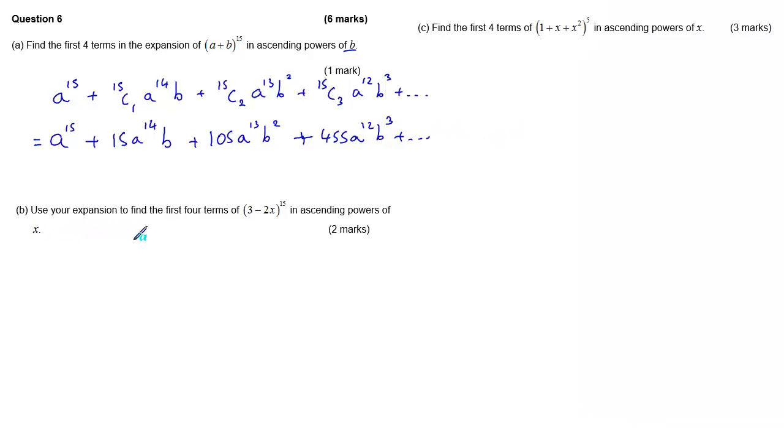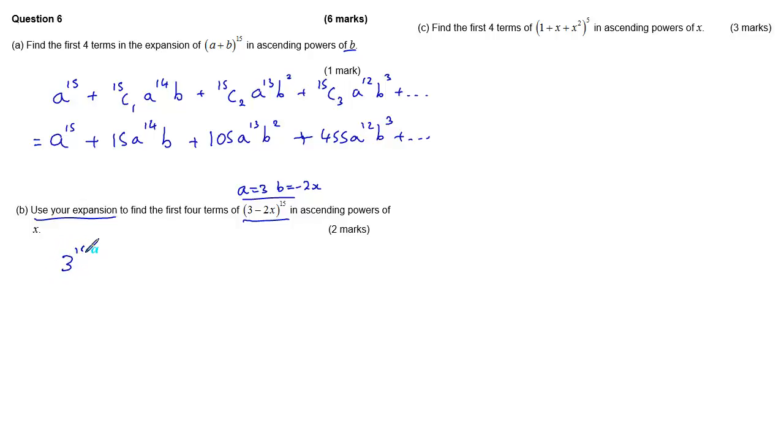We now want to use the expansion to find the first four terms of (3 minus 2x) to the 15 in ascending powers of x. Now your calculator once again will quite happily do this, but we're told to use the expansion, so we've got to show the working here. There's no doubt that you can actually just do this to check that you got it right afterwards. So if we look at this, we can see that a is equal to 3, b is equal to negative 2x.